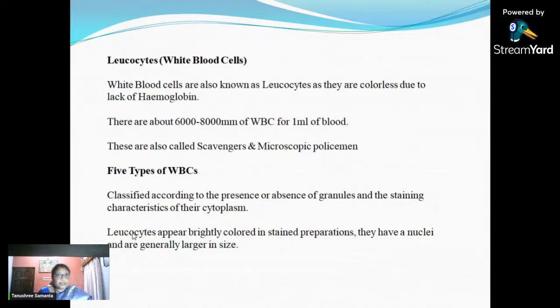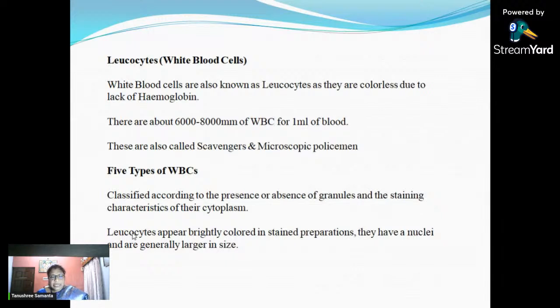After a long discussion on the RBCs, we'll go into another set of cells which are present in the blood. Though their amount is much less in comparison to the RBCs, they are the microscopic policemen of our system. They are the immunocompetent cells, or the leukocytes, or white blood cells. The name only shows that they are colorless because they do not have hemoglobin. Their amount is about 6,000 to 8,000 per mm³ of blood, and they are termed scavengers or microscopic policemen, as I told.